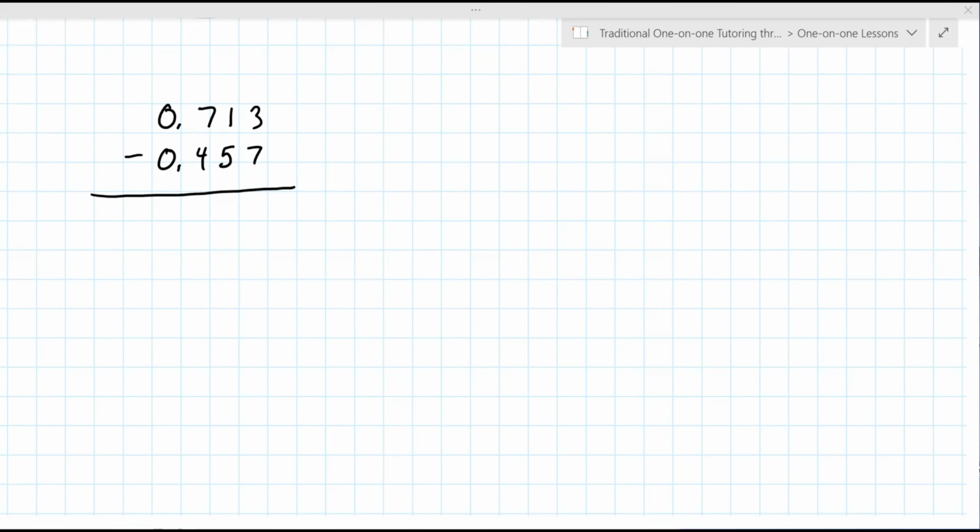Okay, I got my final answer. Okay, what's your final answer? 0.356. Okay, so let's go through this and get together. There's a couple of numbers off there. The 3 and the 7, so you can't do that.